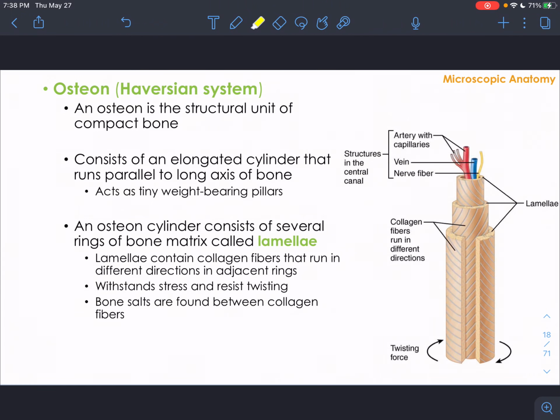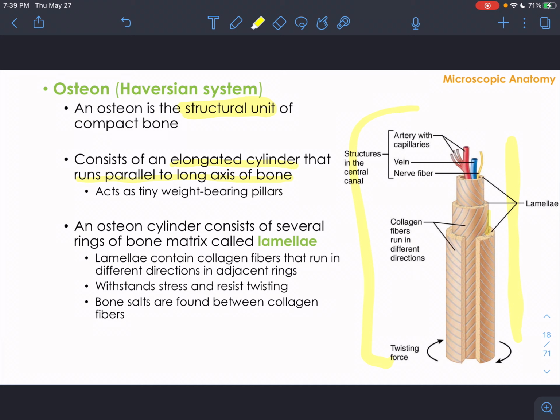Okay, so let's start with the osteon. The osteon is the structural unit of compact bone, and it is an elongated cylinder that runs parallel to the long axis of a bone. So this whole thing over here is showing you what an osteon looks like. It's rings of bone on top of each other, and they run parallel with the bone. So if this is your femur, you'd have a bunch of these running along the length of the femur, long ways.